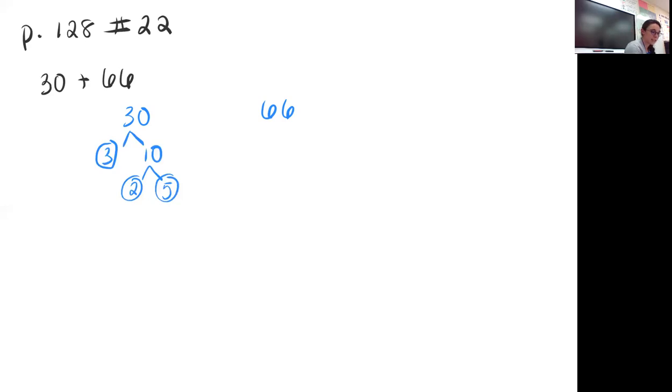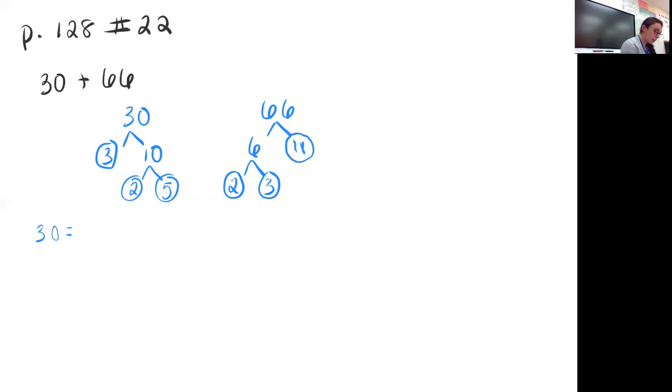All right, for 66, I'm going to do 6 times 11. I could do 2 times 33. I could do 3 times 22. I just picked 6 times 11. Okay, 11 is a prime number, so I'm going to go ahead and circle it. 6 is not though, so I'm going to break that up into 2 times 3, and now I've got all prime numbers. All right, step 2, writing out the prime factorization, again in order from least to greatest.